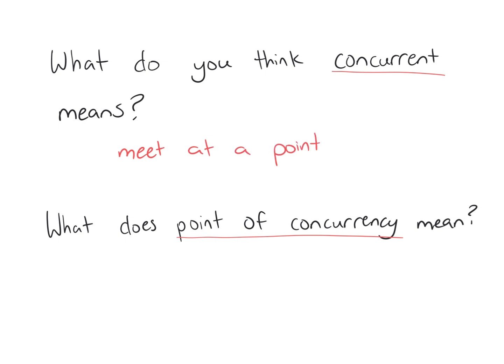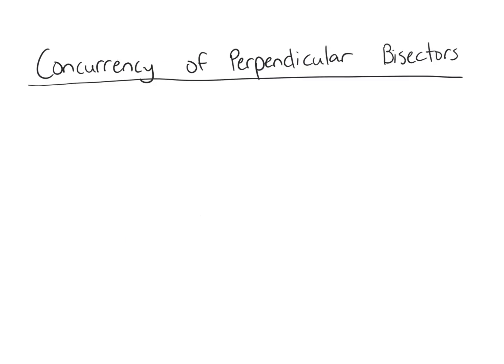So, what do you think point of concurrency means? If concurrent means they meet at a point, what do you think point of concurrency is? Where they meet. Yep. Where two lines meet. So today I'm going to use that word a lot. Just know that it means that they meet at a point. And that point is called the point of concurrency. So first thing I want to talk about is concurrency of perpendicular bisectors.